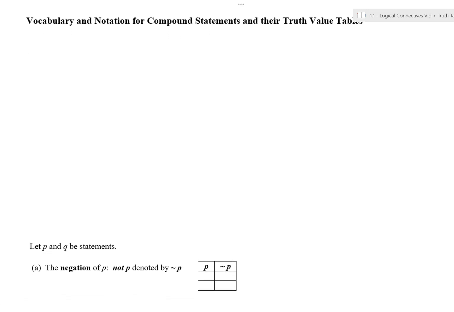As you recall, there were several different types of logical connectives that we could use. And the first one is the not connective. So for all these examples, including the one we're about to look at, let's let P and Q be statements. Then not P is what we call the negation of P, and it's denoted by this little tilde in front, ~P.